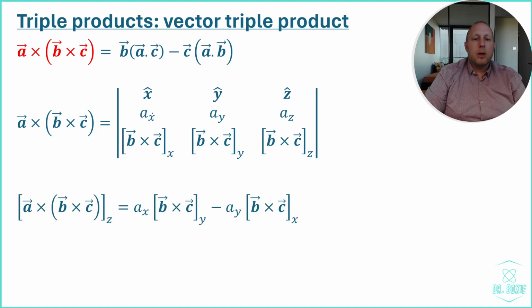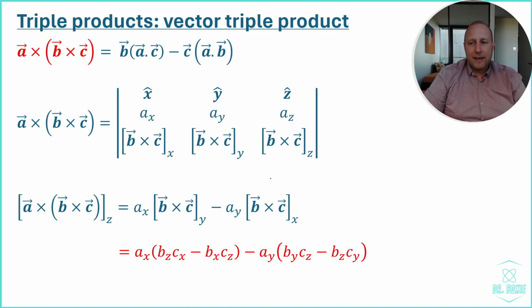Now, if we only look at the Z component of the left-hand side of A cross B cross C, then we only need to take the terms into account that are multiplied in the determinant by Z hat. And those are exactly AX times the Y component of B cross C minus AY times the X component of B cross C. Writing out the components of B cross C, the Y and the X components here, we get this expression. So the Z component of the original expression A cross B cross C is the expression in red at the bottom of the slide. So that is the Z component of the left-hand side.